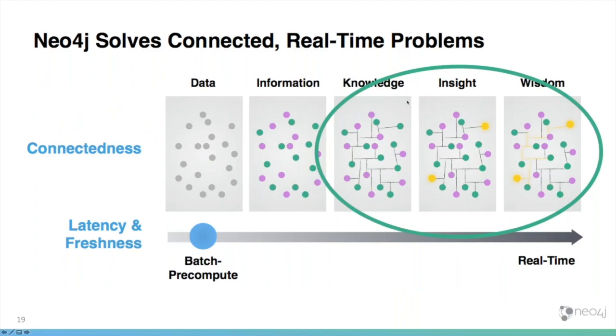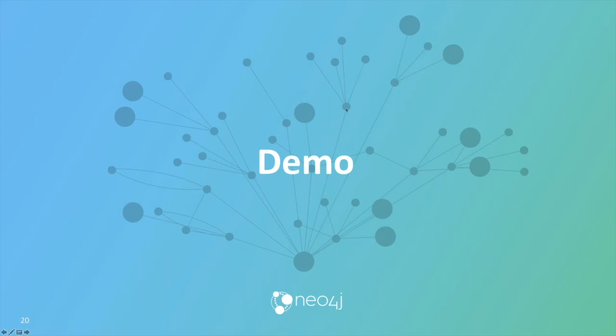And what this allows you to do is move away from this idea of discrete data points, and move up the value chain where the connections in your data are really providing you much more insight into what's happening in real time within your data.